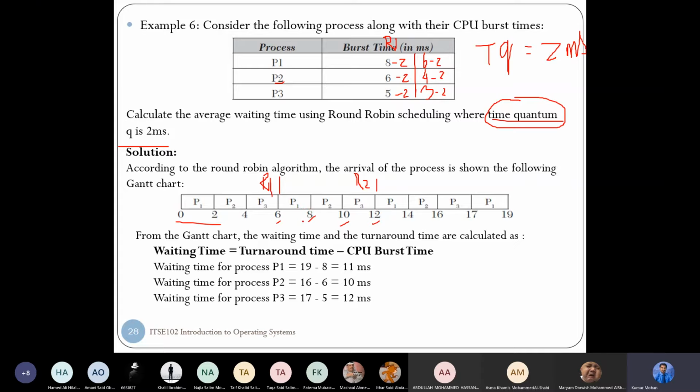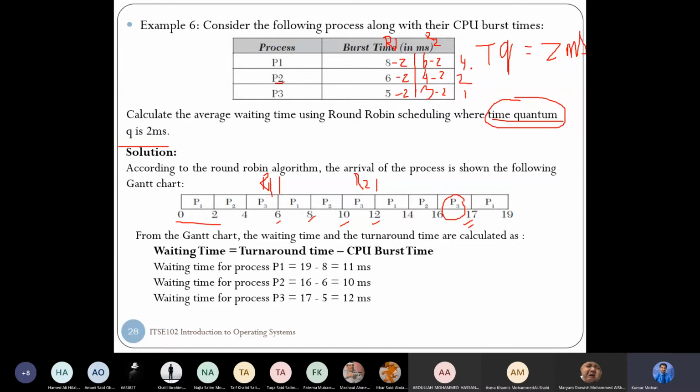For P1 I am adding 2 seconds, for P2 I am adding 2 seconds, for P3 I am adding 2 seconds. So after round 2, the remaining time is 4, 2 and 1. Okay, now again P1, P2, P3. For P1 I'm adding 2, for P2 I'm adding 2, but for P3 I'm adding 2 or 1.